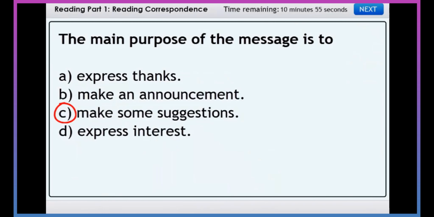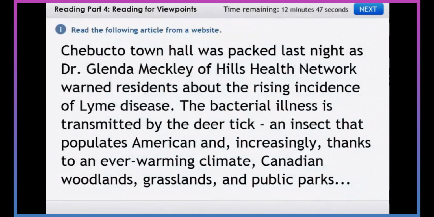Now let's look at an example from Reading Part 4. The passage discusses Lyme disease and an insect called the deer tick. You may find this one a little more challenging. Reading Part 4 is one of the hardest parts of the test. Here's the paragraph from this passage.